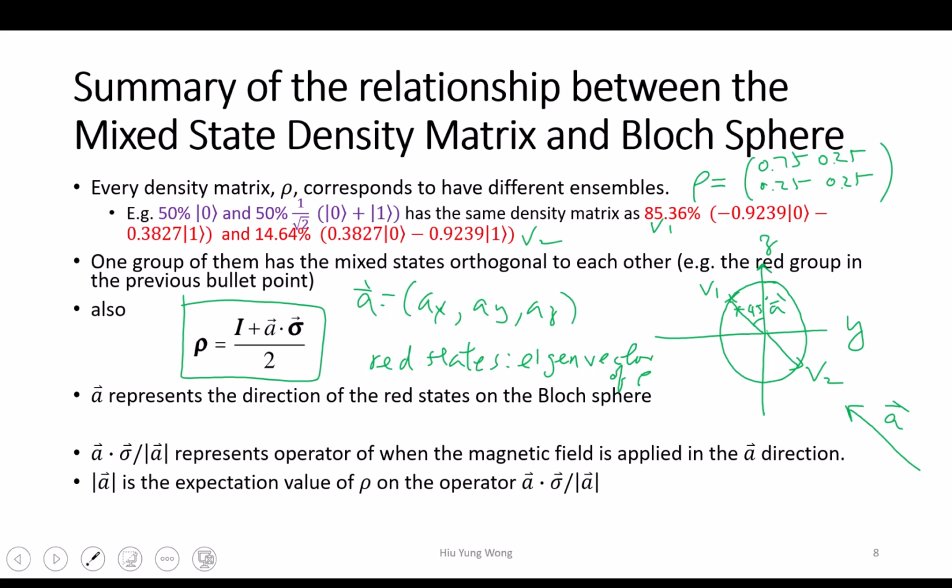So if we can figure out the decomposition of our density matrix, we can quickly pull out what the eigenvectors are, right? Because it's just going to be the two points, the two pure states, that are the points on the Bloch sphere that intersect with A, that cut the Bloch sphere. Yes, you can say so.